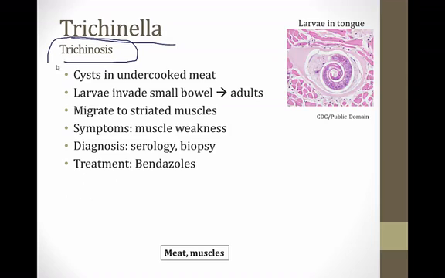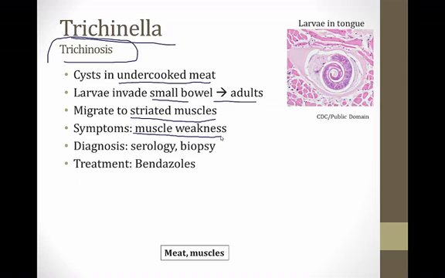And trichinosis is something you get if you don't cook your meat. One of the many reasons that we cook meat well is so that people don't get this infection. When the larvae get inside your small bowel, they mature into adults, and then they migrate to striated muscles. So the symptoms of a Trichinella infection are muscle weakness, which is very unique and unusual among these helminth infections.